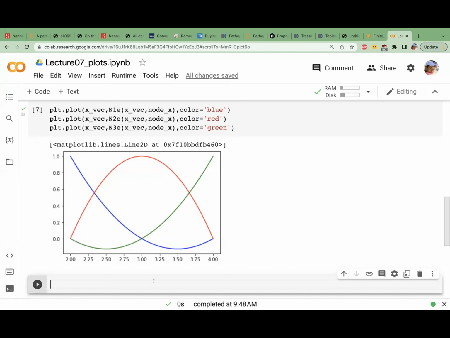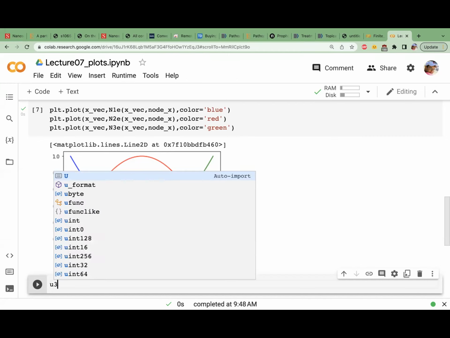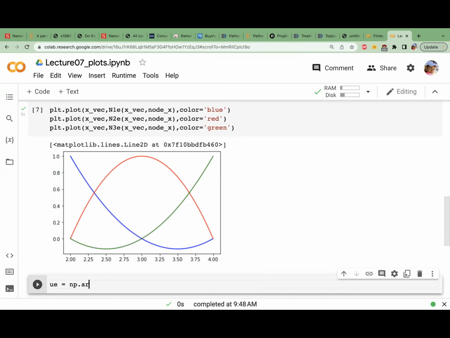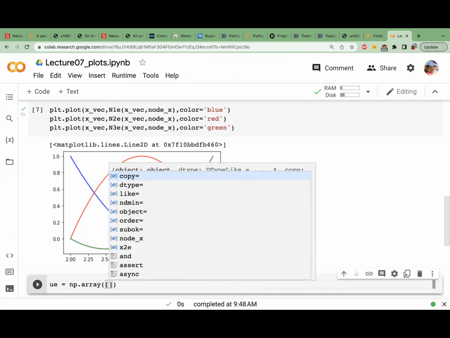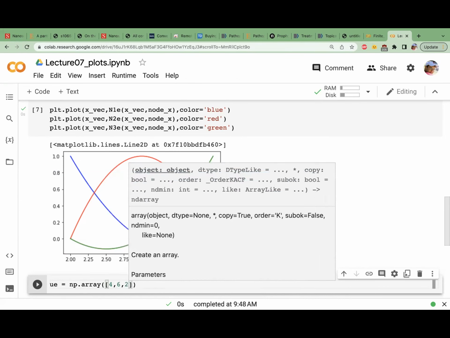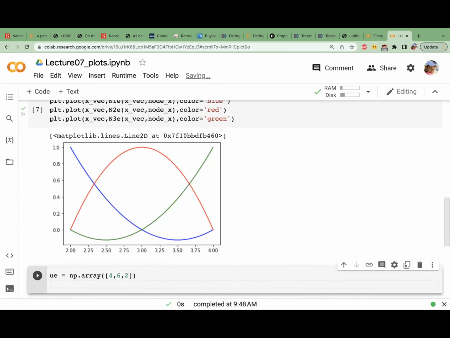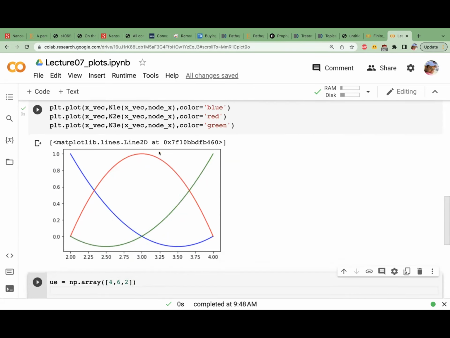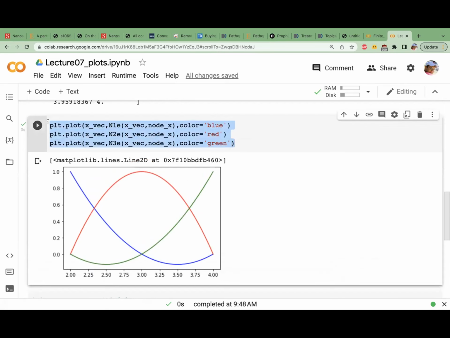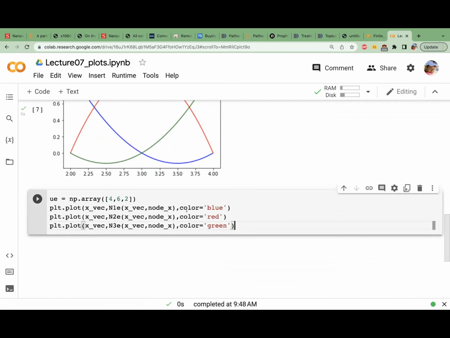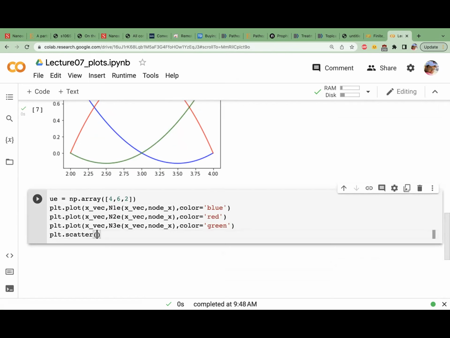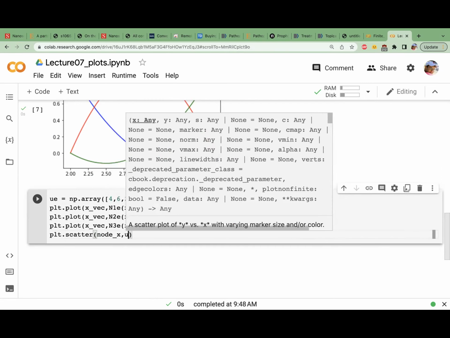All right, so now, in addition to the shape functions, I need to define this U of the, again, these are 3 numbers that are going to be sort of dials that I can use to move around the interpolation. So these are 3 random numbers for now, 4, 6, 2, for example. And then what I'm going to do is first replot the thing that I had here, plus scatter these other points. So I'm going to repeat the functions, but I'm also going to do a scatter of node X with UE.